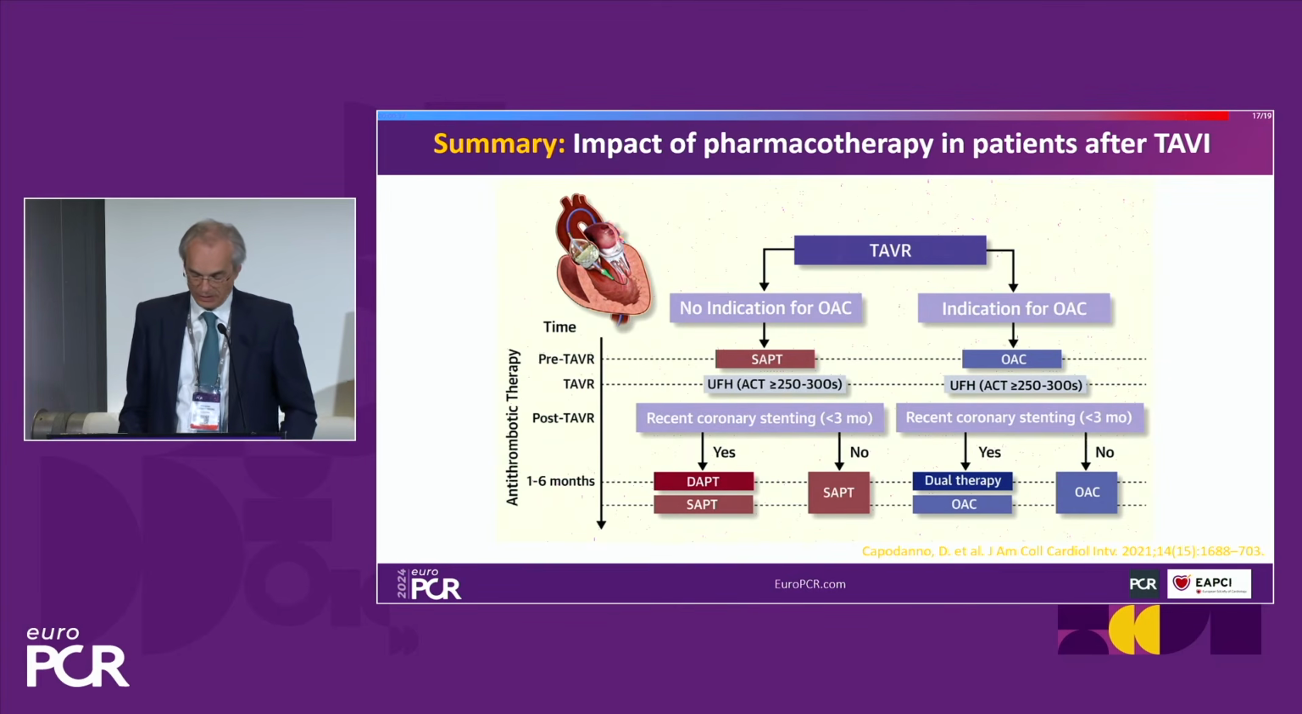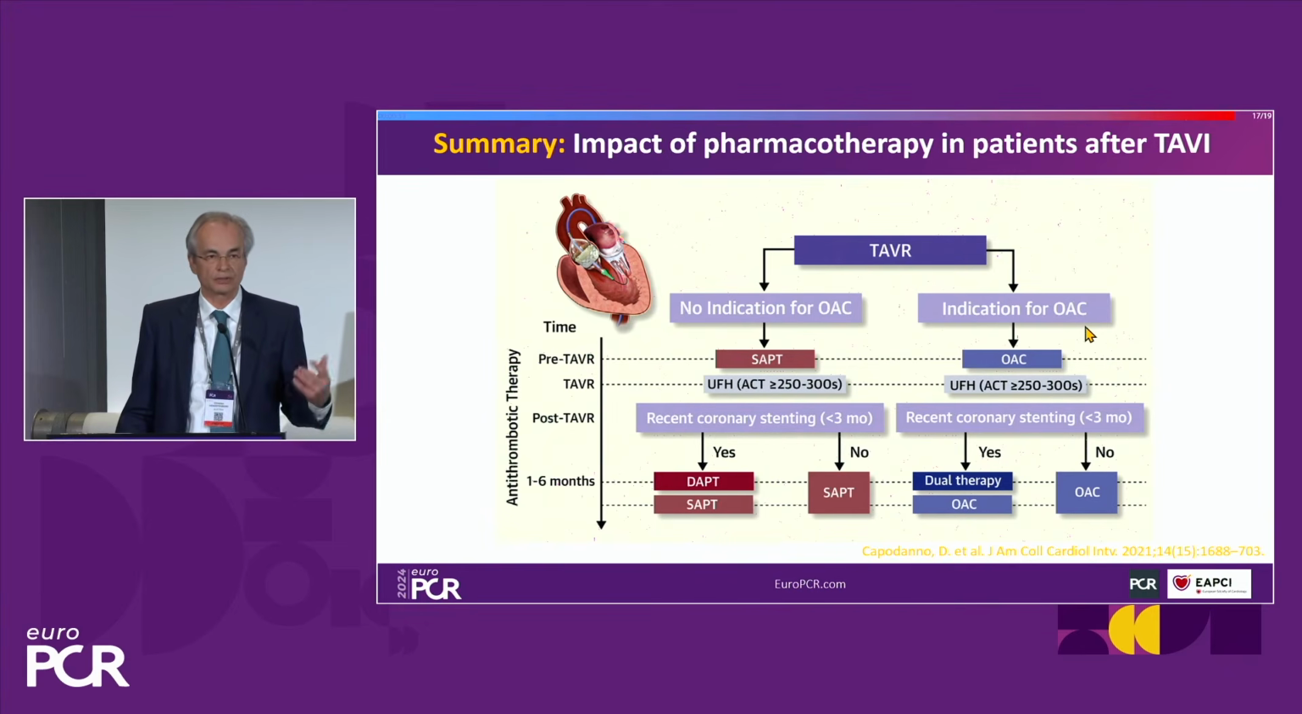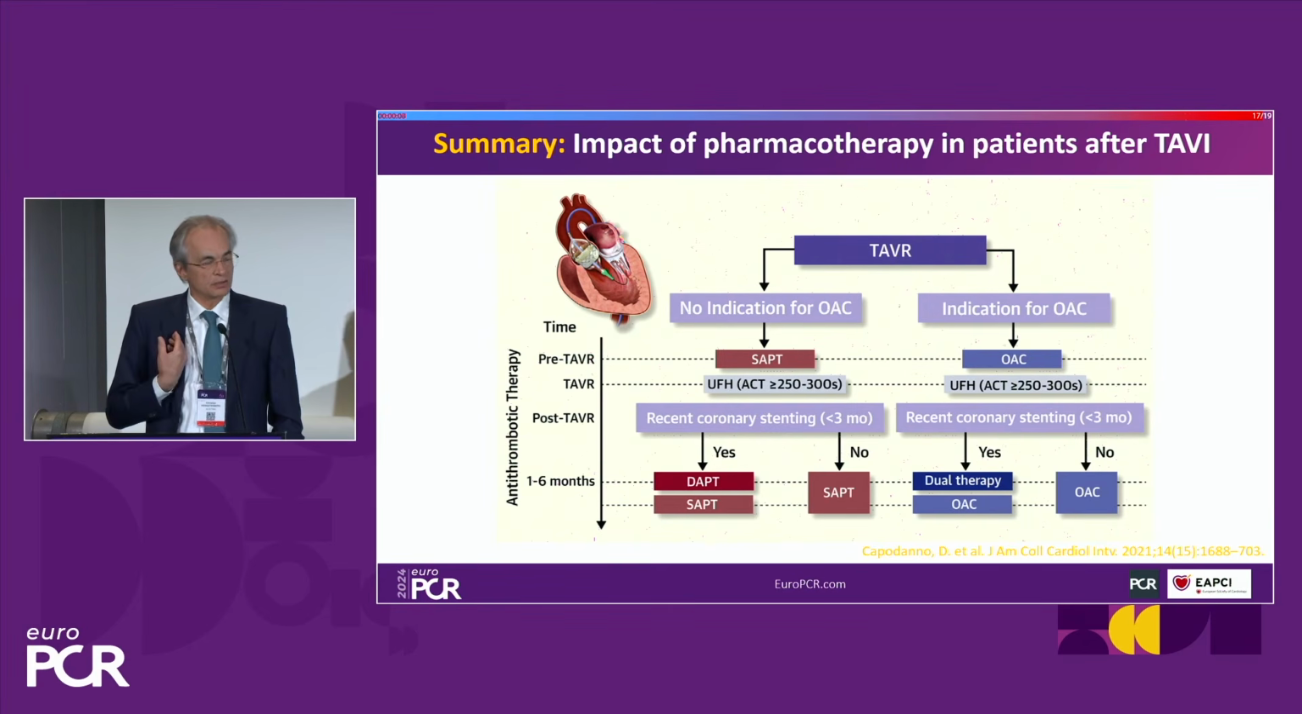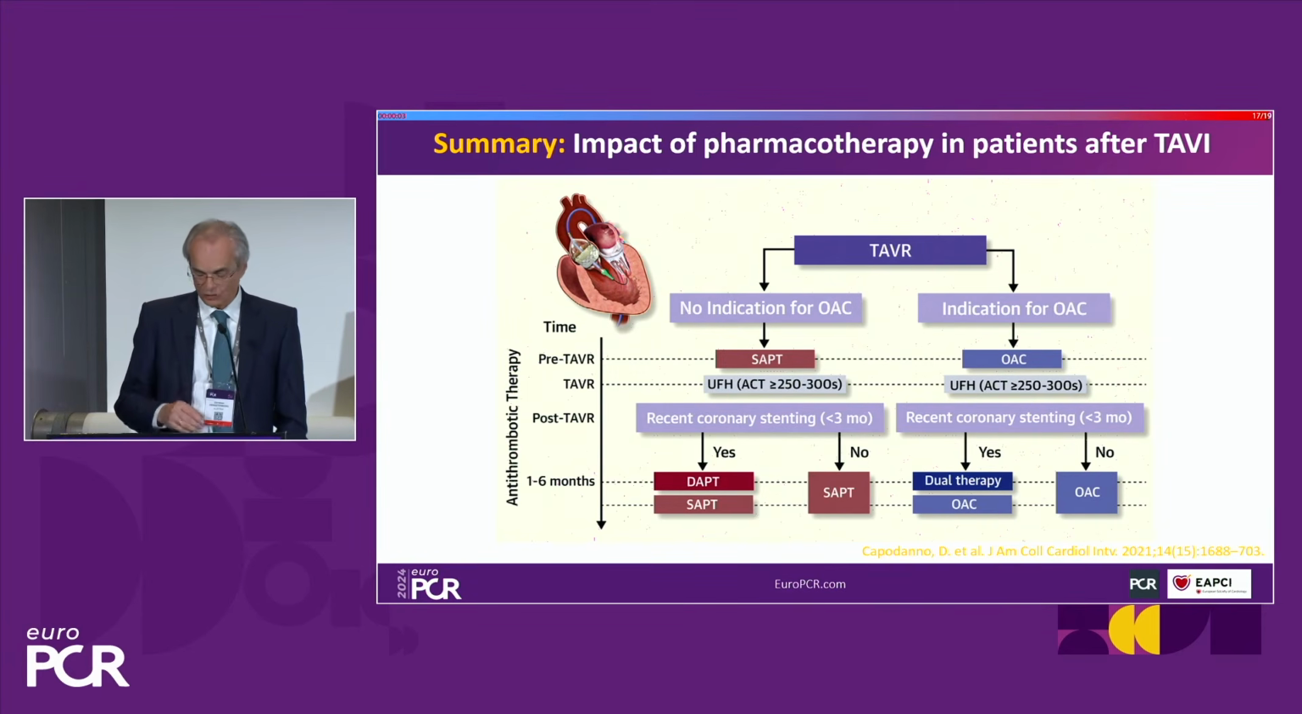On the right-hand side, if you have the indication for oral anticoagulation, for example, because of atrial fibrillation, then you do an oral anticoagulation according to your preference, NOAC or vitamin K antagonists. And if you have additional coronary stenting, you just go with a dual antiplatelet therapy as short as possible. We actually do single antiplatelet therapy in those patients who have not a super high risk, and then continue with oral anticoagulation.